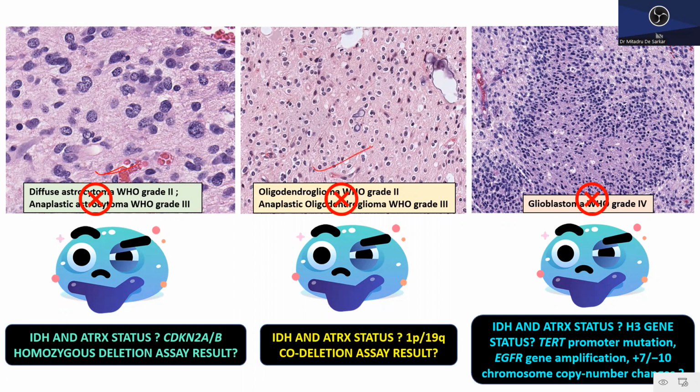Similarly, prior to calling something an oligodendroglioma, you would again ask about the IDH and the ATRX status, and also whether the 1p19q co-deletion FISH or NGS assay has been performed or not. Similarly, for a case of glioblastoma, you will need to ask questions about the IDH-ATRX status, and also need to know about the histone gene mutation status. In addition to that, you will also need to ask about a few of the other molecular genetic abnormalities, which will help in establishing a molecular diagnosis of a glioblastoma in a tumor which might not look high grade. These would be TERT promoter mutations, EGFR gene amplifications, and gain in chromosome 7 and loss on chromosome 10 copy numbers.